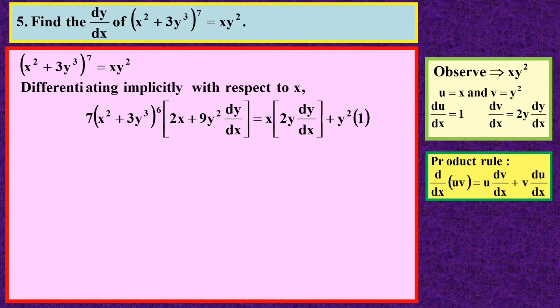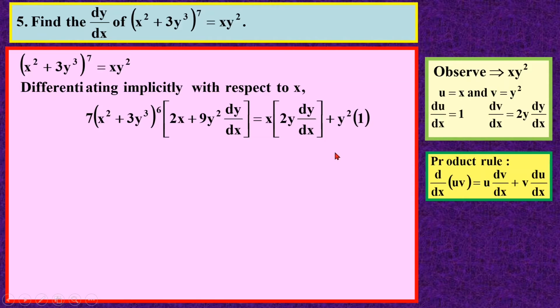Next thing is I need to differentiate all the terms inside the brackets. So I differentiate x squared, I get 2x. I differentiate 3y cubed, I will take 3 multiplied by 3, I get 9y squared. And because this is a y, I need to write dy/dx beside it.